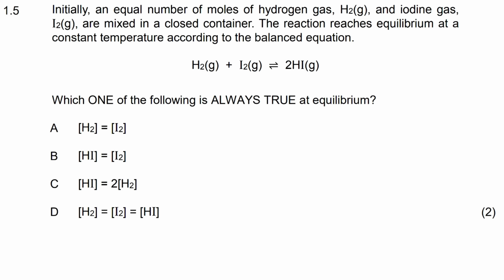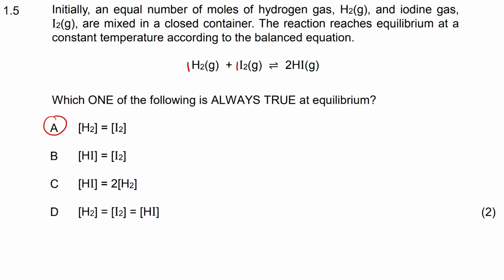Initially, an equal number of moles of hydrogen gas and iodine gas are mixed in a closed container. The reaction reaches equilibrium at a constant temperature according to the balanced equation. Which of the following will always be true at equilibrium? Okay, well, it's definitely going to be A, but let me explain. So we know that if we look at this reaction over here, it's in a 1-to-1 ratio. That's not the reason that these two are the same, by the way. That's the first part, is that these are in a 1-to-1 ratio.